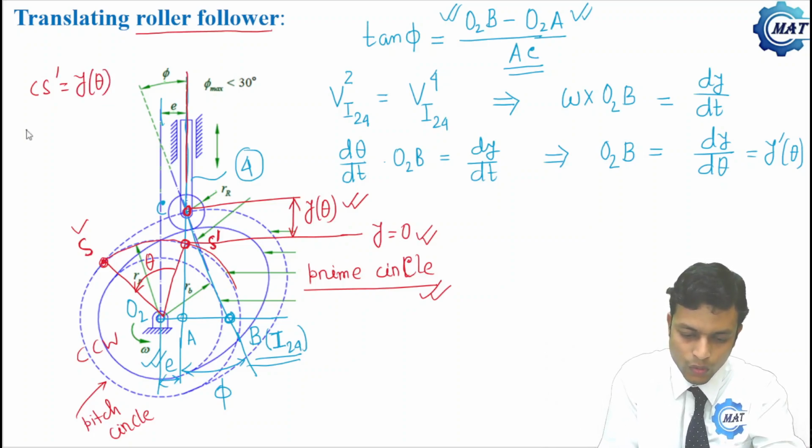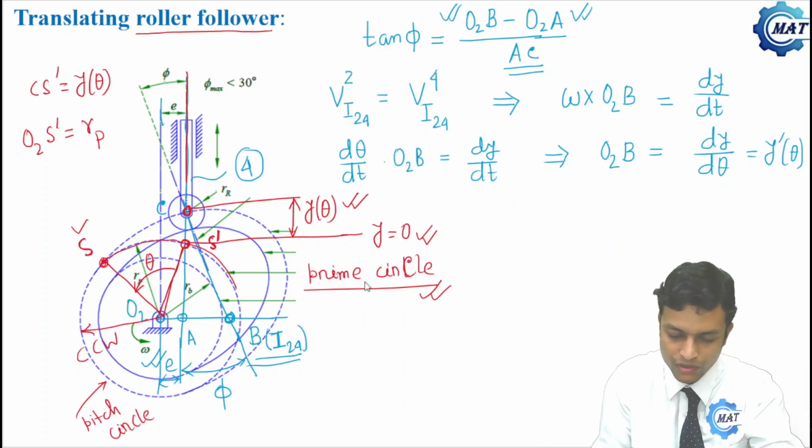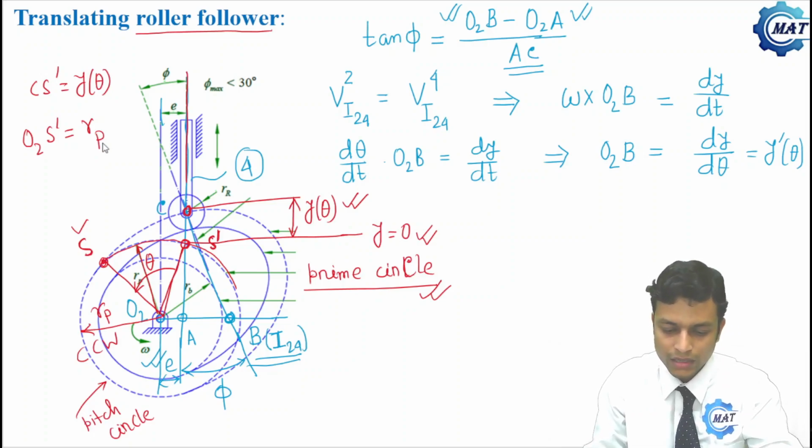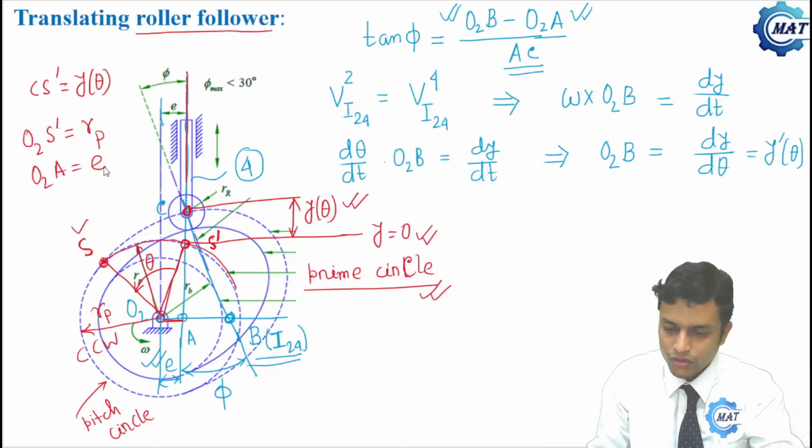Now what is O to S prime? O to S prime is nothing but RP, the radius of the prime circle. And what is this height, O to A? O to A is nothing but E. So now our objective is to determine AC.